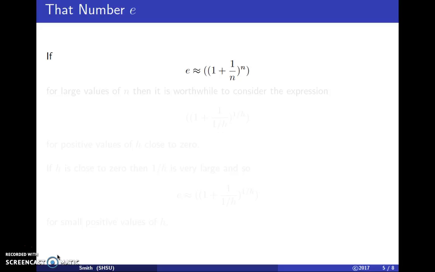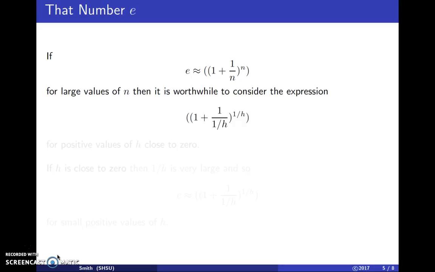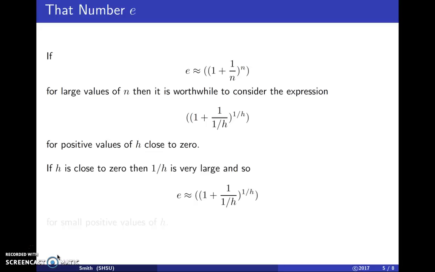Now, if e is 1 plus 1 over n to the nth power, as n gets large, then it's worthwhile to change the expression to this. I'm going to replace n by 1 over h. Now, as n gets large, 1 over h is large, so h is small. So I'm going to think of n as being very large, so h is very close to 0. If h is close to 0, then n, or 1 over h, is very large, and so e looks like this.